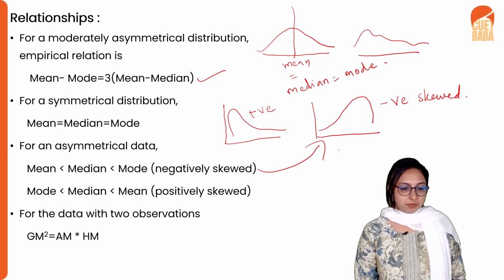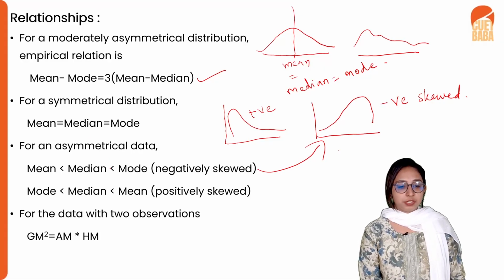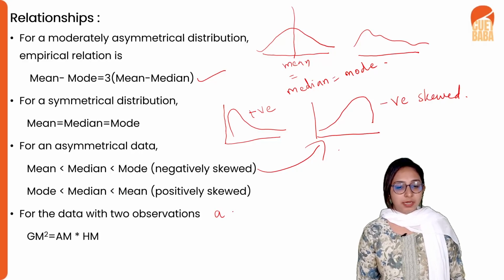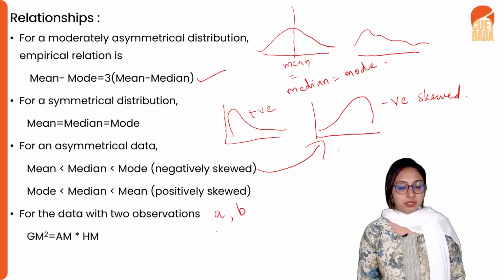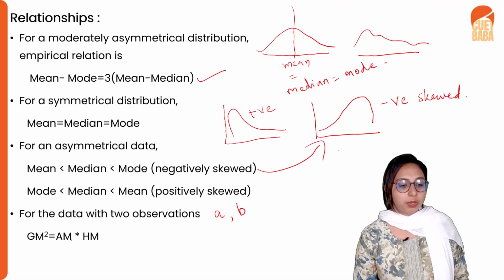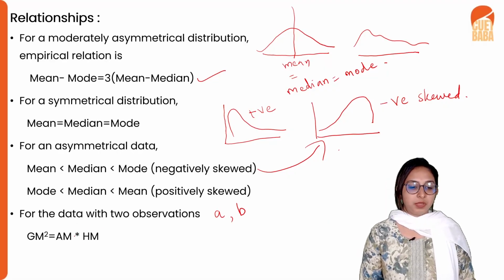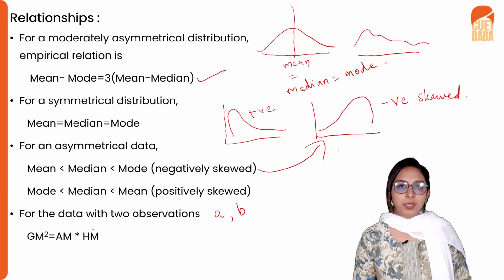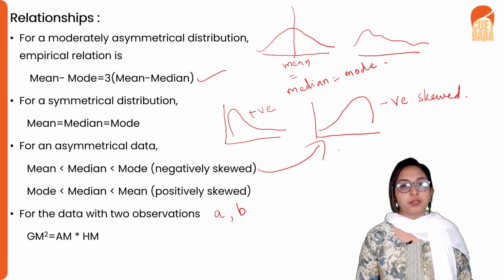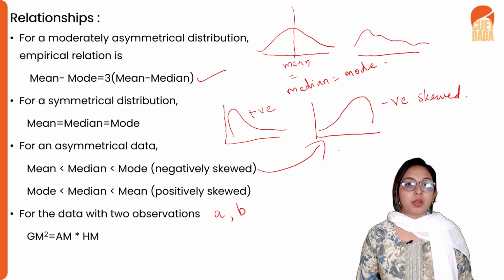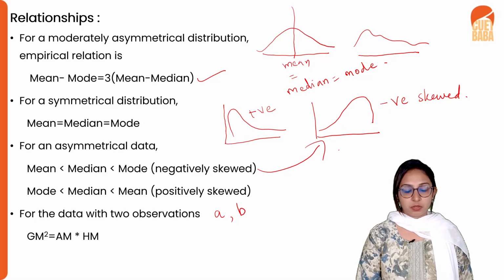If there are only two observations, consider A and B as the two observations, then GM square is equal to AM into harmonic mean. The product of arithmetic mean and harmonic mean will be the square of the geometric mean. That is a relationship when there are only two observations.